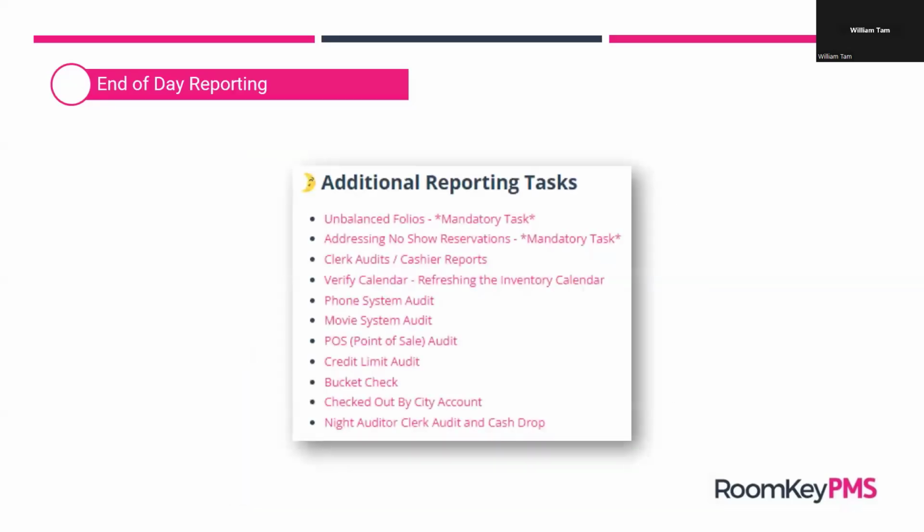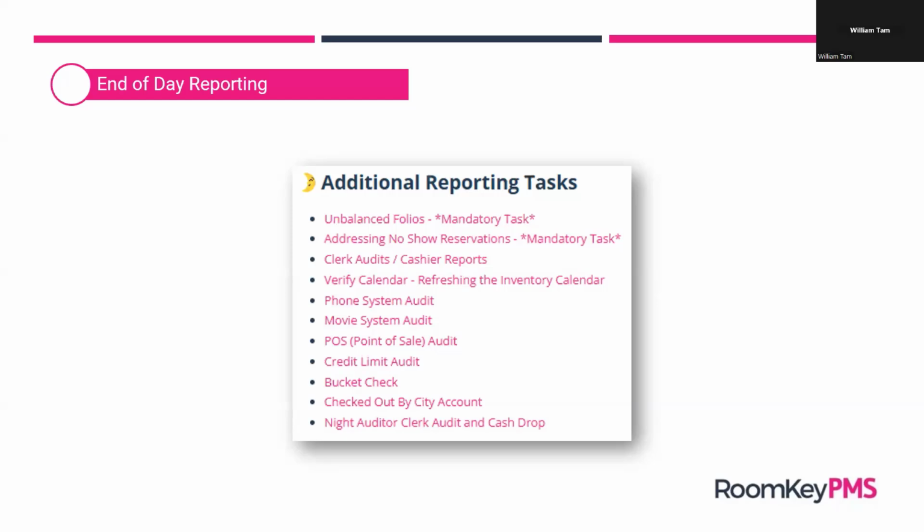We do also like to highlight some other additional reporting tasks that you may follow during the night audit procedure. We have a couple of mandatory ones that we like to highlight because if these are not followed, or they're allowed to occur, things like an unbalanced folio or a no-show reservation. These are mandatory tasks or procedures because if these are allowed to occur, they can affect the balancing that you performed previously.